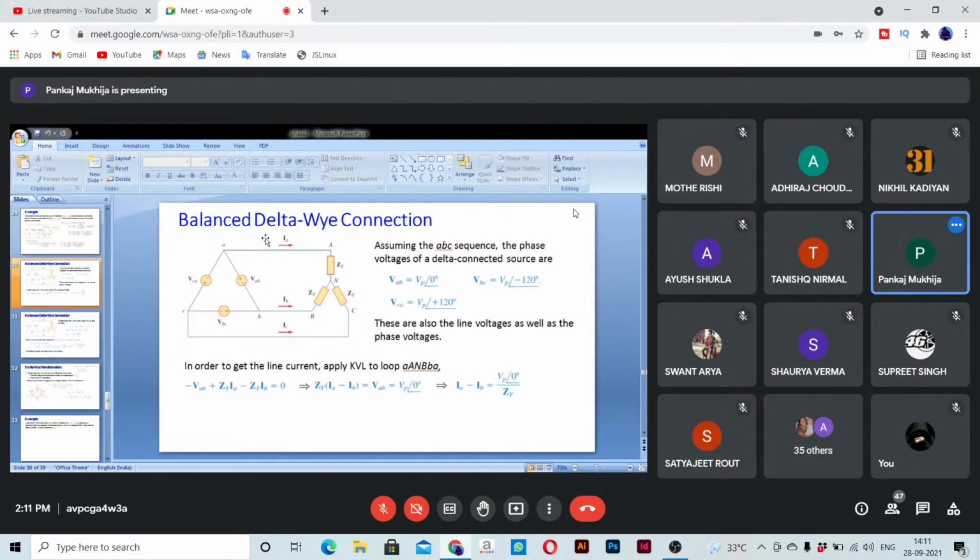Fourth case, balanced delta-Y connection. Now you can see that it says delta. Again, we are assuming an ABC sequence. In all the cases, we have assumed the ABC sequence, our positive sequence. So the phase voltages will be this, as we know.